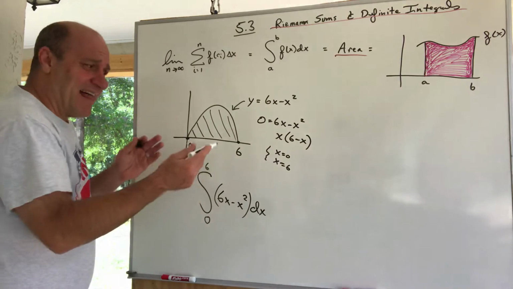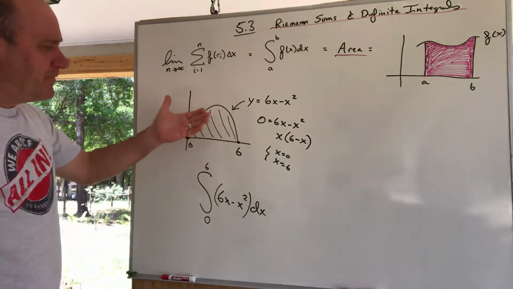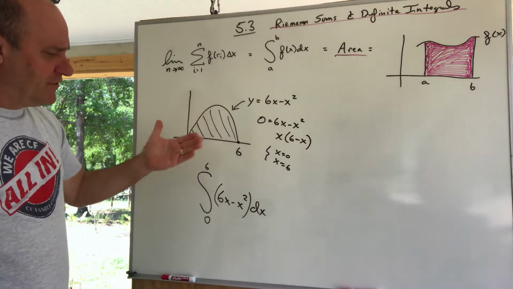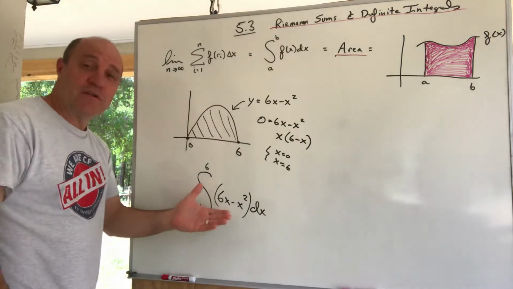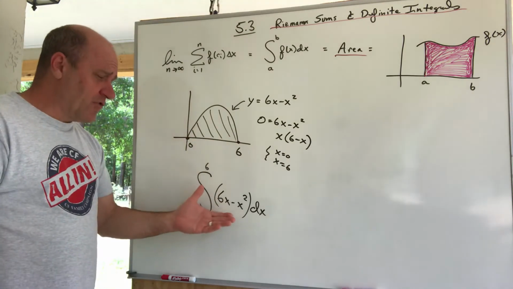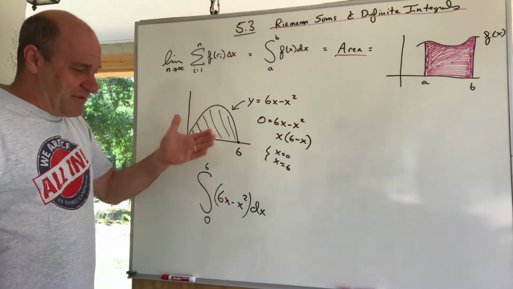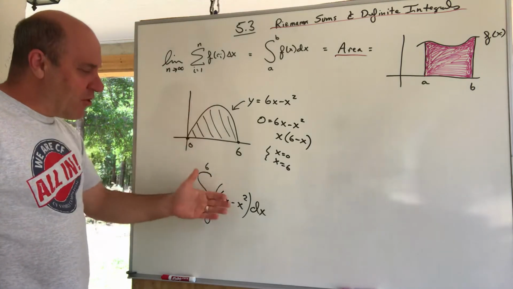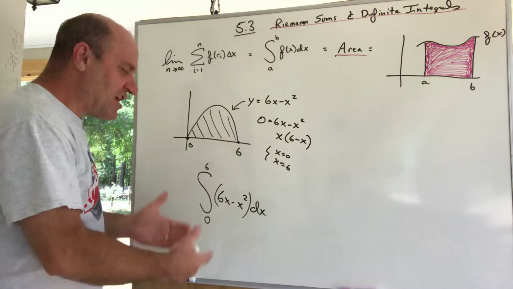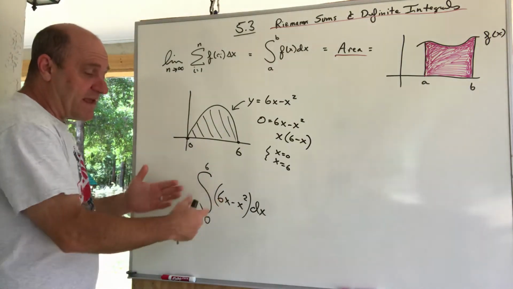A lot of 5.3 questions are trying to make you go from the picture to the integral, or go from the integral to the picture of the shaded area. So a definite integral represents an area under a curve, or the area under the curve represents the definite integral. You go back and forth, and again, they haven't really taught you how to do the integral.